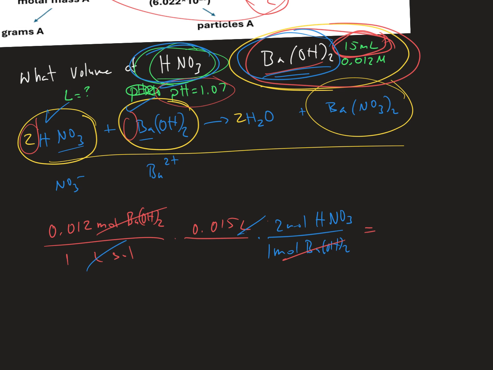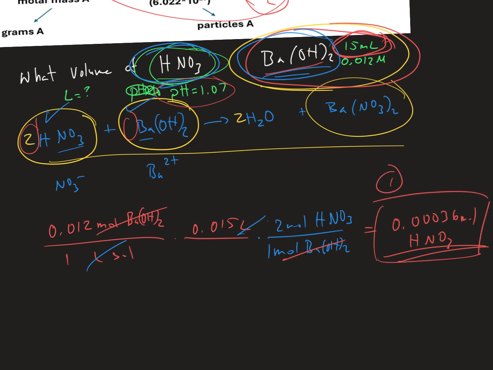0.012 multiply 0.015 multiply 2, and we get 0.00036 moles of HNO3. So that's not our answer, but okay, that's something that we have. I didn't have to start here, but it's something that I need. So there's my first step, the first answer that I need to get my answer.